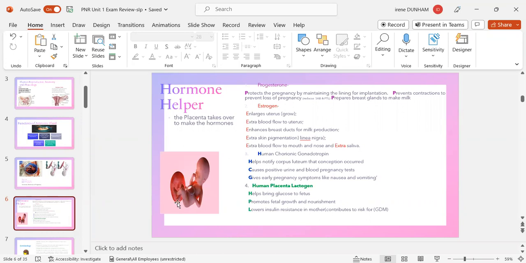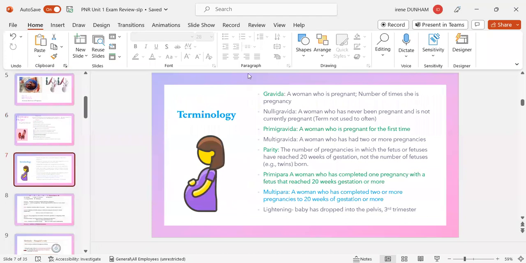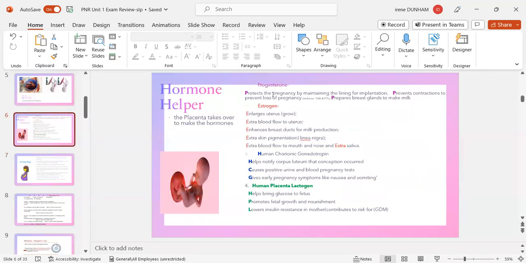So here's our little fetus over here. Here's the placenta, and here's the umbilical cord, okay? And he needs these to, what? To grow. All right. So does everybody have the understanding of the hormone helpers? The placenta takes over to make the hormones. Everybody understands this slide pretty good? Yes. Okay, good. Now I'm going to move on.